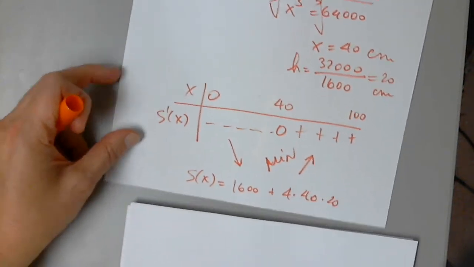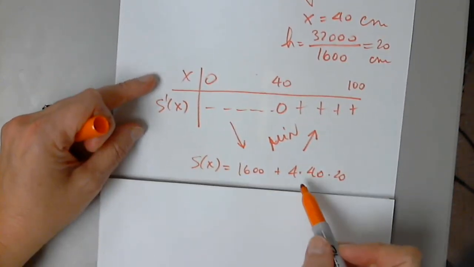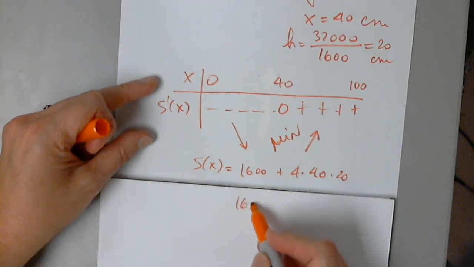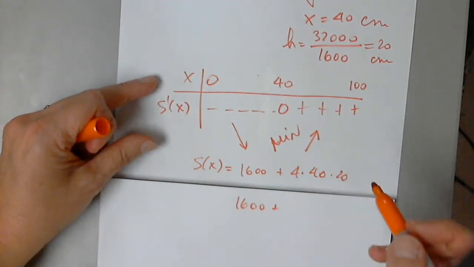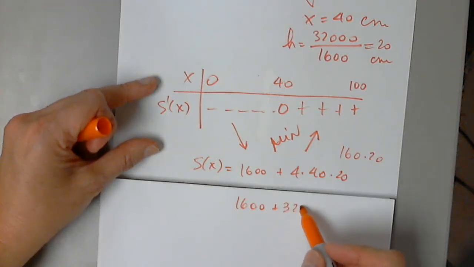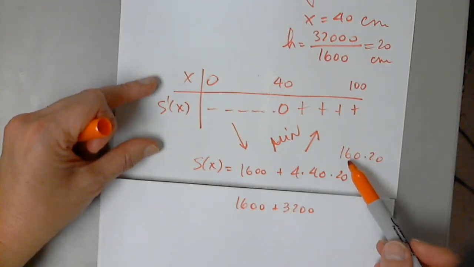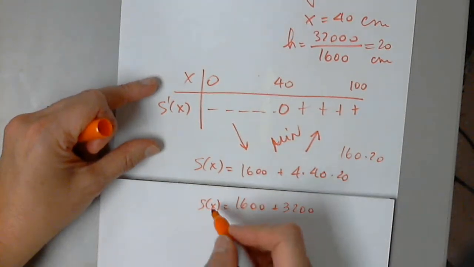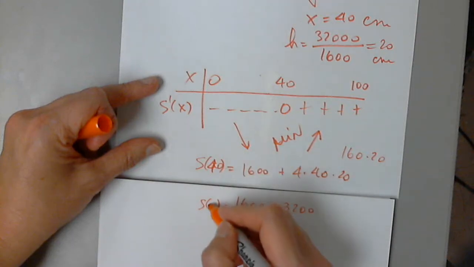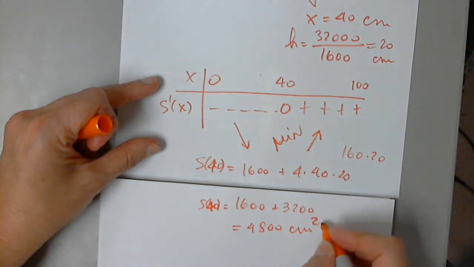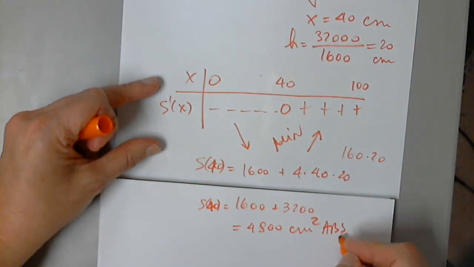So what is it? So this is 1,600 plus this is 160 times 20. So is it 3,200? Yes. So I should put here 40 because that's what I plugged in. So S of 40 is 4,800, and it is in centimeters squared, and this is the absolute min.